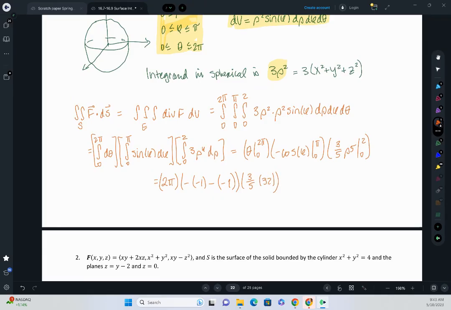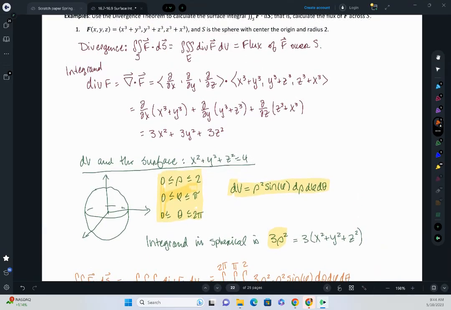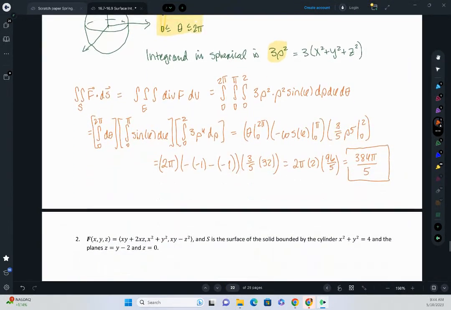Okay, so it looks like in total, what I've got here is 2 pi times 2 times 96 over 5. And I can put that all together and get 384 pi over 5 for a final answer. Now, I don't know about you, but I'm looking at this and I'm thinking that although it was long, it was still much faster than a surface integral over a sphere. So that's pretty cool. Let's do one more.